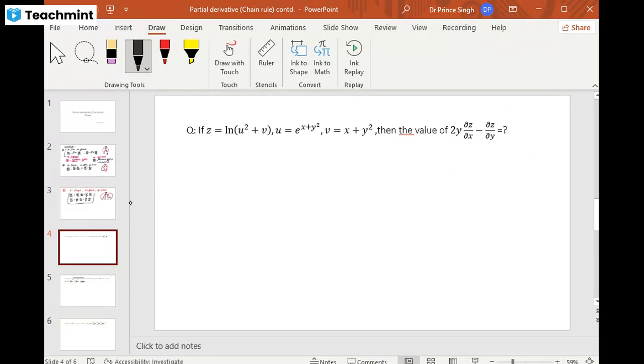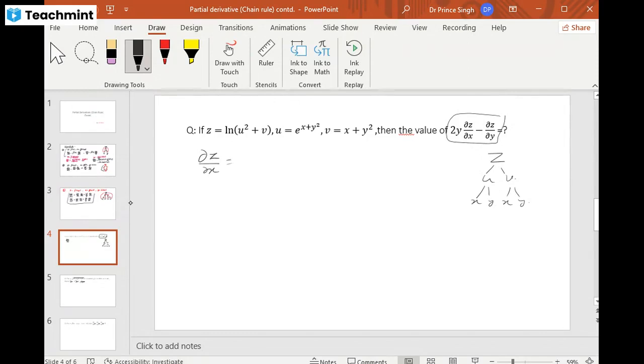The first question: we are given that z is equal to log of (u square plus v), where u and v further depend upon x and y. We want to find the value of the expression 2y ∂z/∂x minus ∂z/∂y. So basically z is a function of u and v, where u and v both depend upon the variables x and y. So we want to find ∂z/∂x. What is ∂z/∂x?